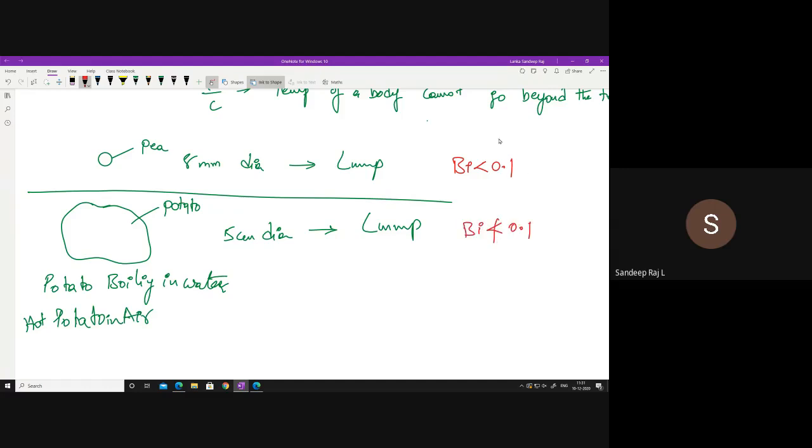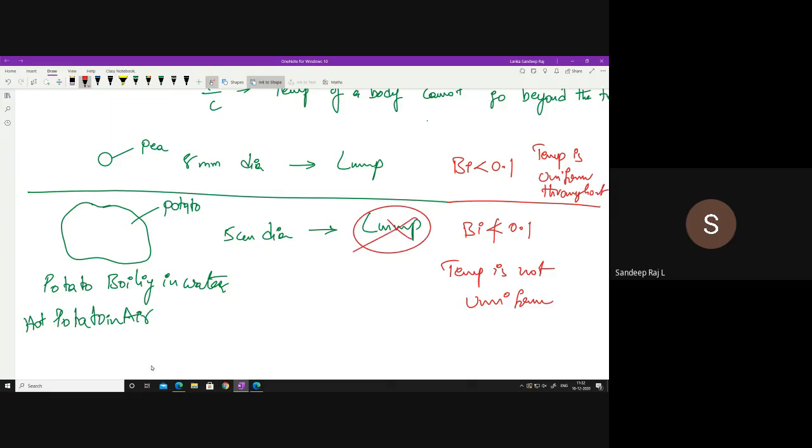See, what is the other way of saying the Biot number less than 1? Temperature is uniform throughout the body. Whereas here, can that happen? It will not happen. Temperature is not uniform. So this cannot be considered as a lump.